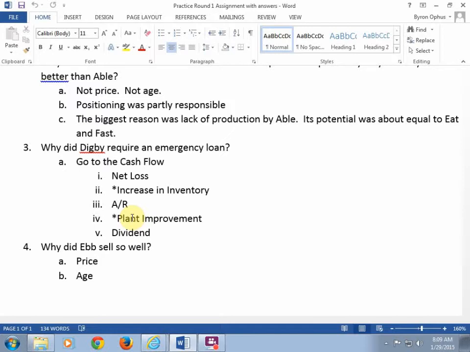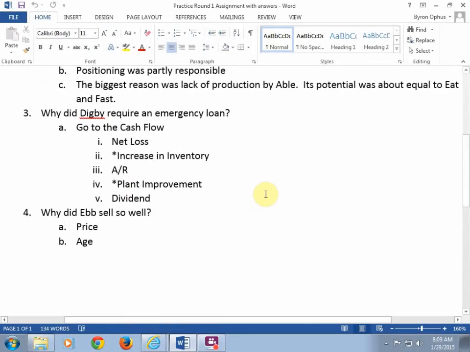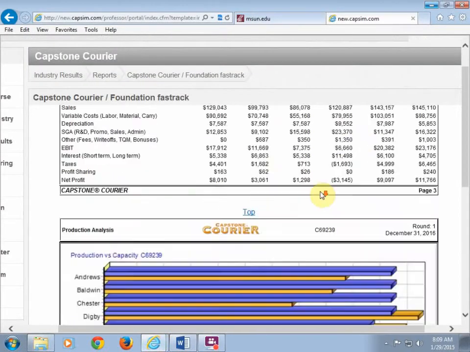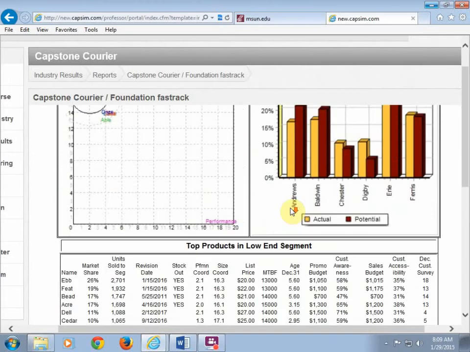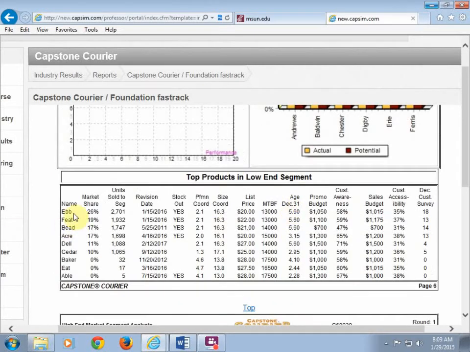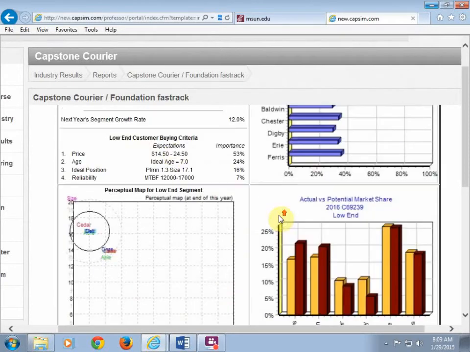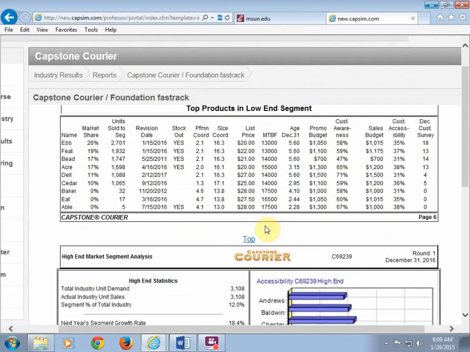Okay, why did Ebb sell so well? This one came down to just something pretty simple: price and age. Okay, 2 factors. Ebb was, is that the low end? Ebb is the low end, yeah. So if we come down, Ebb led the market big time, right? Okay. Age is the second. Price is the first major factor, and age is the second major factor in the low end.